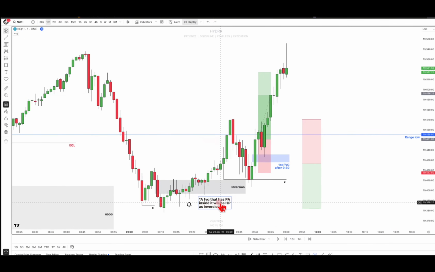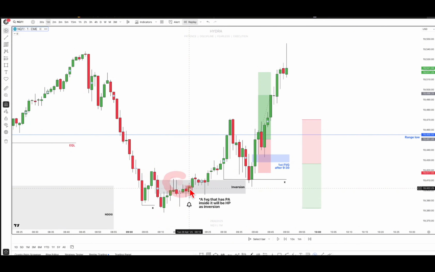All right, I've been saying it a lot on stream and also in lectures. A fair value gap that has price action inside it, that specific fair value gap will be high probability as an inversion when it gets violated. And just take a look how many times price respected this fair value gap here. Once, twice, multiple times here, right?